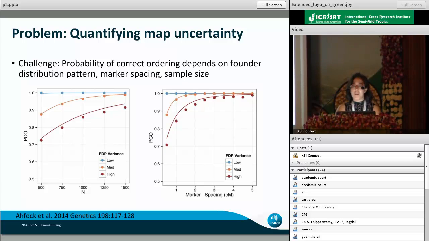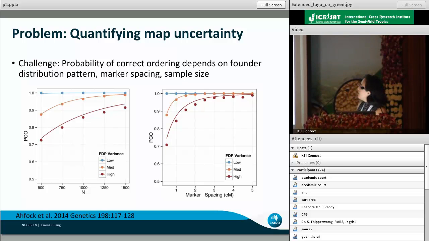What other orders might be just as good? One of the issues is that the probability of getting the correct ordering depends not only on the marker spacing and the sample size, which you would expect, but also on how the different alleles are distributed among the founders. So if you have more informative markers, which are represented by the blue line, then even for smaller sample sizes and smaller marker spacings, you do a good job pretty much every time. But if you have different combinations, you can end up having a much lower probability of getting the correct ordering.